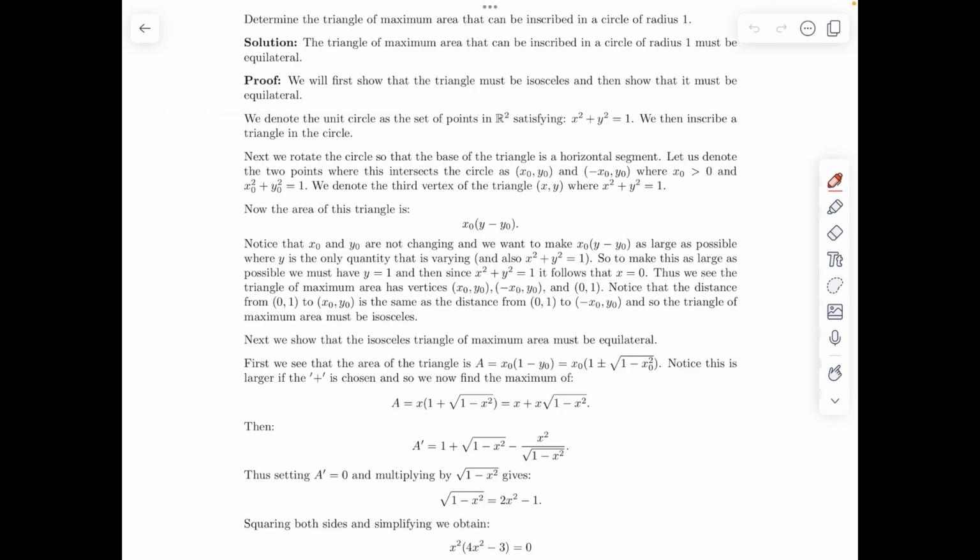Let's try one more question. And usually this question is not rigorously solved in textbooks at JEE level. So let's see how we can solve this rigorously. So the question is: determine the triangle of maximum area that can be inscribed in a circle of radius 1.